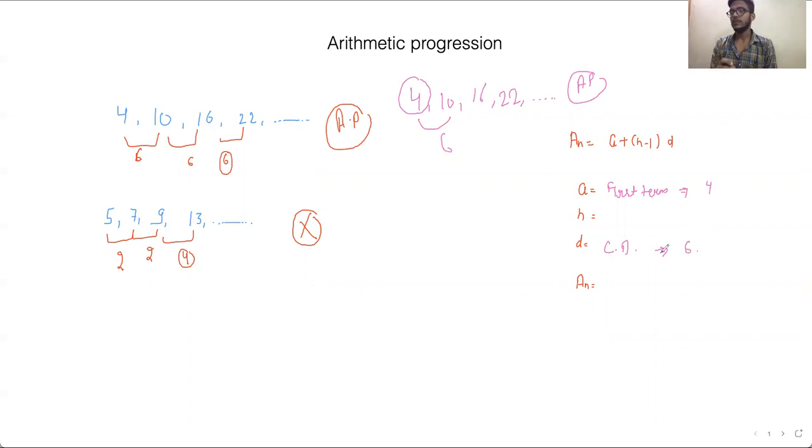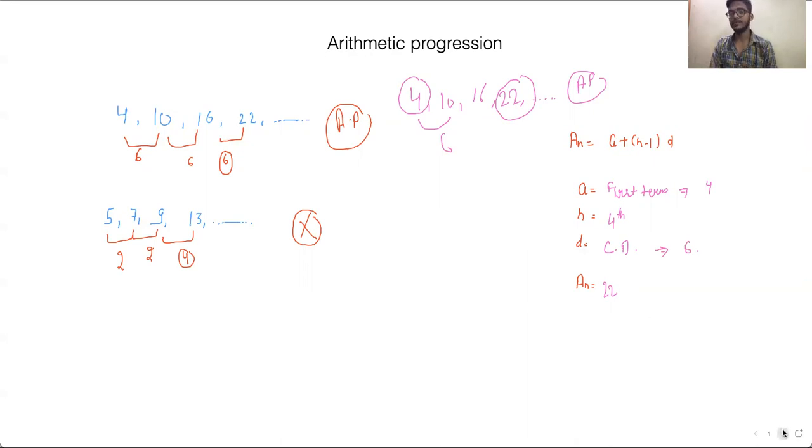Now the difference between n and an. What is an? An is the term written at the nth position. In this series, four terms are given: 4, 10, 16 and 22. If we say the term at the fourth position, that is n equals 4, the term written at the fourth position is 22. So the value of an equals 22.